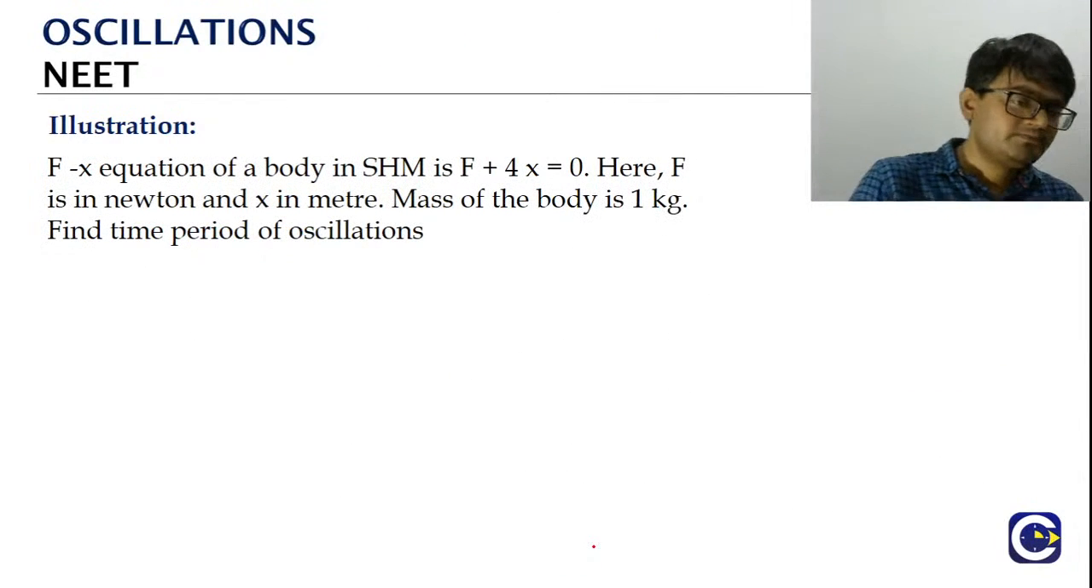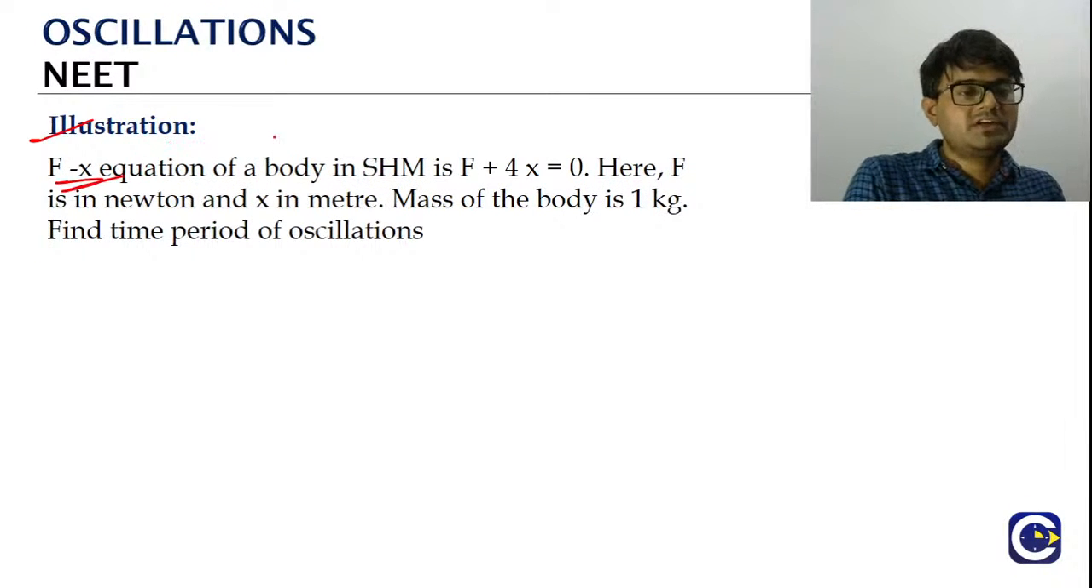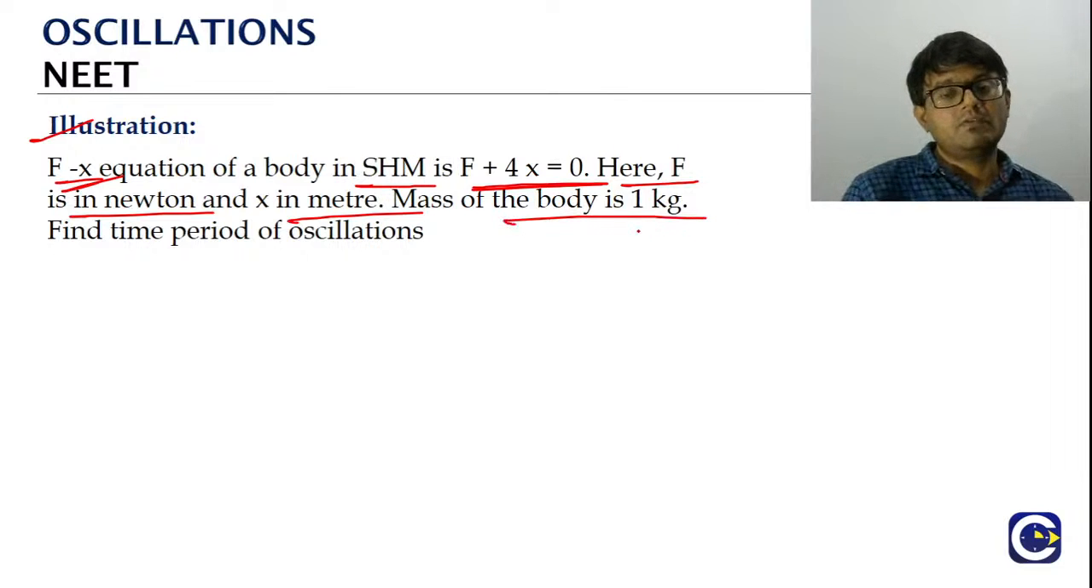Now look at this: the fx equation. F means force, x is the position or displacement. The fx equation of a body in SHM is given like this: f plus 4x is equal to 0. Here f is in Newton and x is in meter. Mass of the body is 1 kg. Find the time period of oscillation.